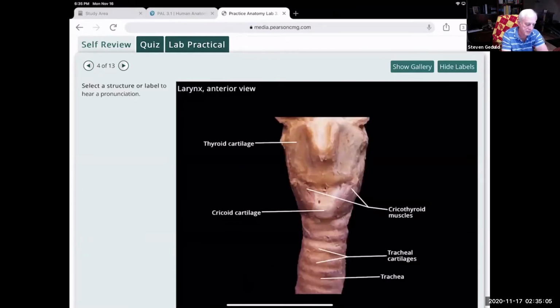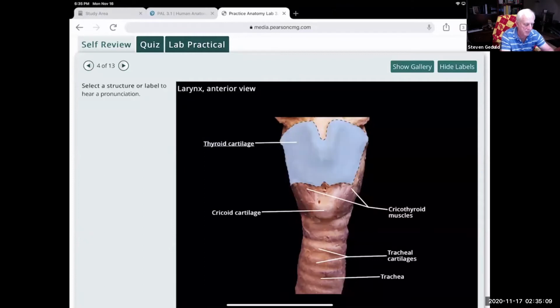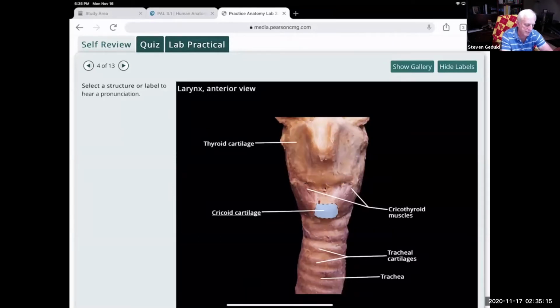All right, again, this is the front view of it. You have the thyroid cartilage. See the extent like that. Remember, it's a butterfly shape. You have your cricoid cartilage below that. On the side of that, you have cricothyroid muscles. You see the difference in the muscle tissue and the cartilage. That's where your muscles run. You have the tracheal cartilages, and you have the trachea.